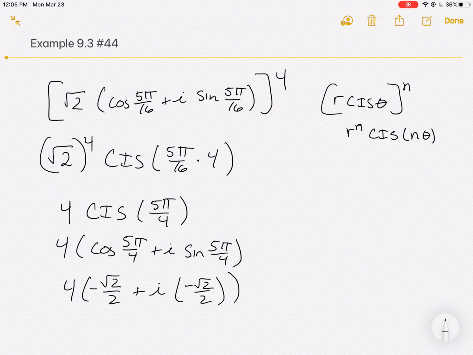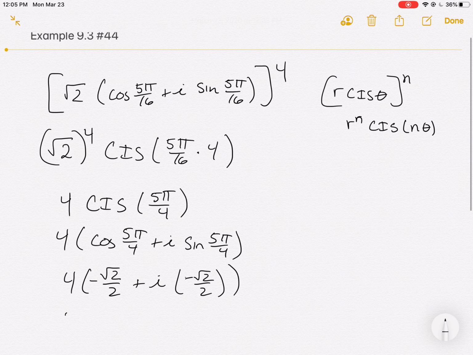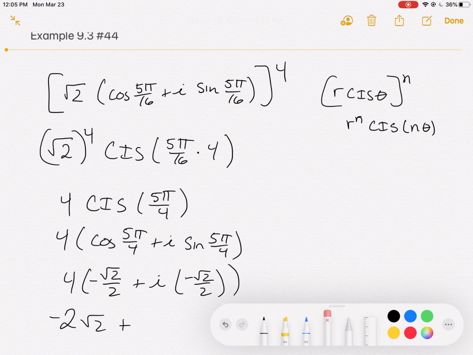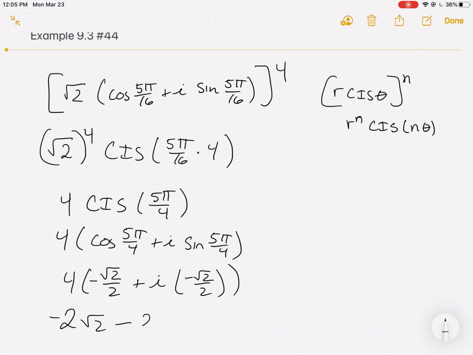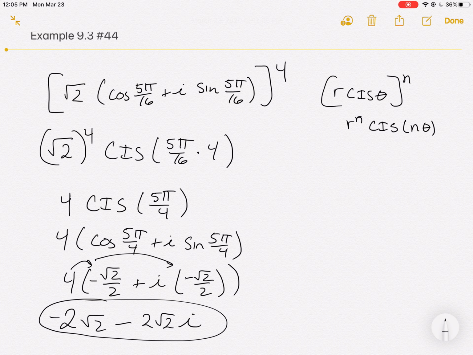And so what's the end answer? If we distribute that 4, we get negative 2 root 2 minus 2 root 2 i. And that's our end result. That's coming from distributing the 4 through, and the 4's and the bottom 2's are going to cancel to produce a 2, and those root 2's just get attached with an i in that second position. So that is the rectangular form of that complex number.